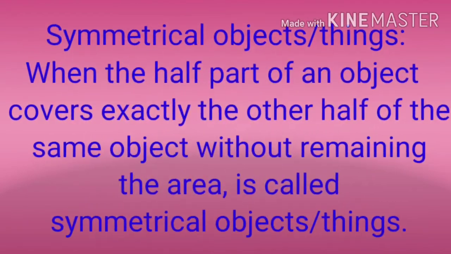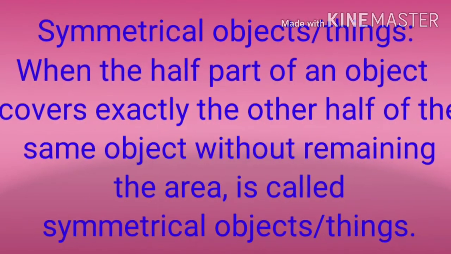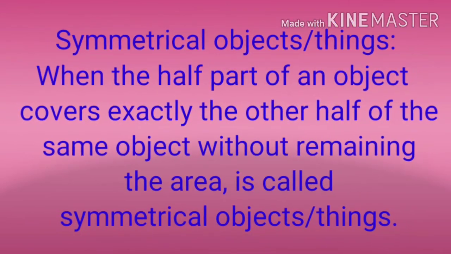Now know about symmetrical objects or symmetrical things. When the half part of an object covers exactly the other half part without remaining any area, it is called a symmetrical object or symmetrical thing.